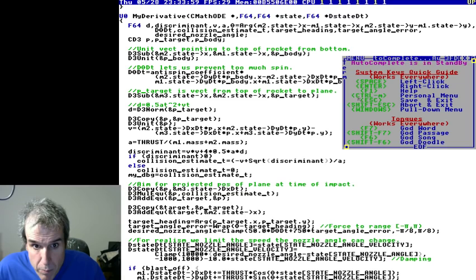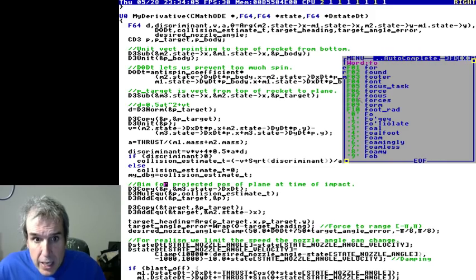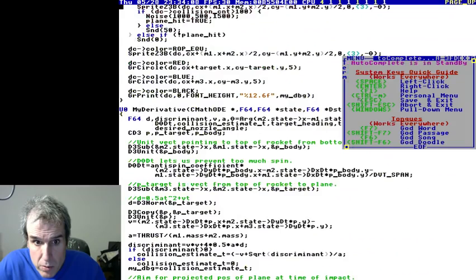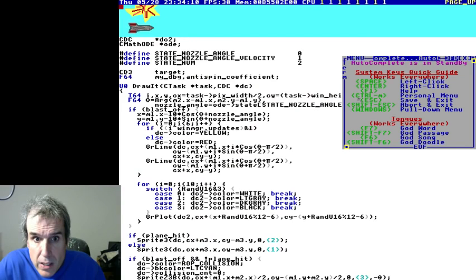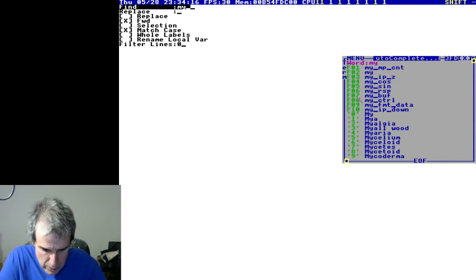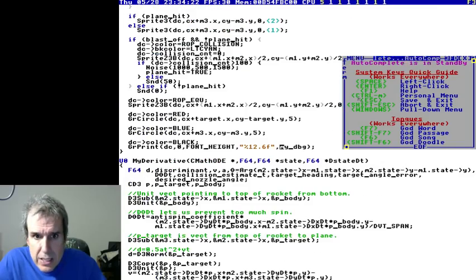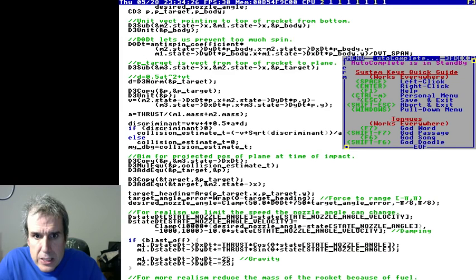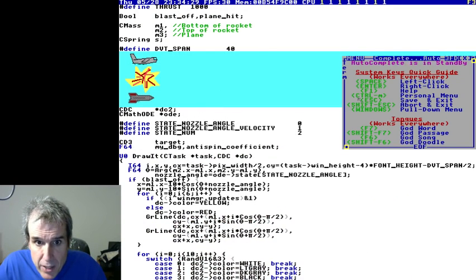Aim for projected position of plane at time of impact. Okay, so we're leading the target. I think we set that global variable. Isn't there a global variable? My debug. I wonder what that is. Oh, so we can display a value by shoving it into that.